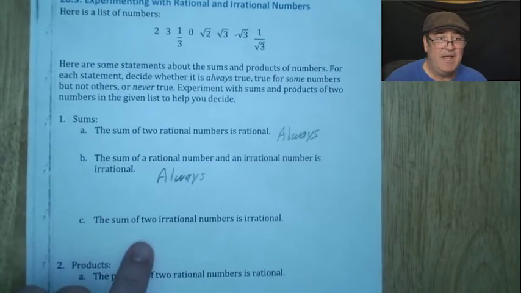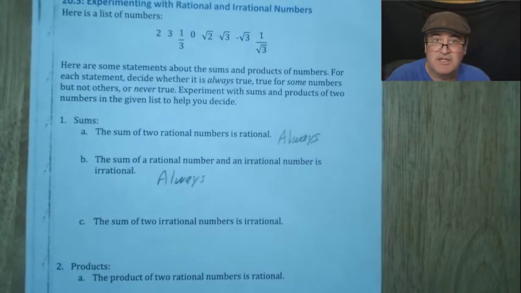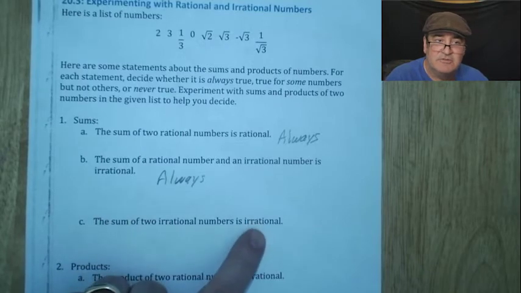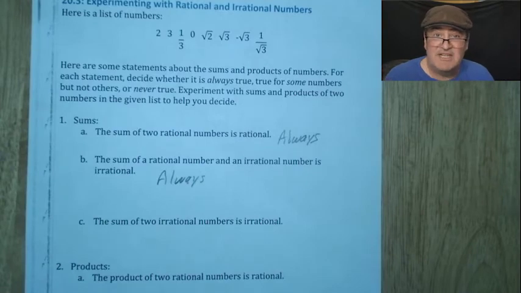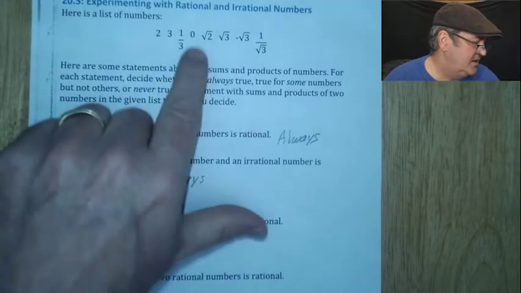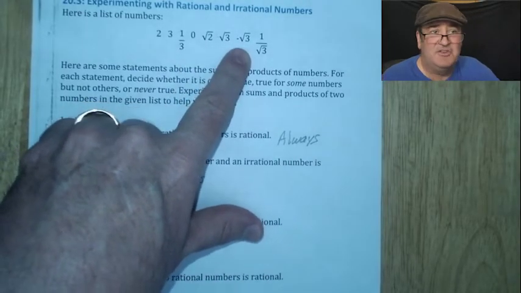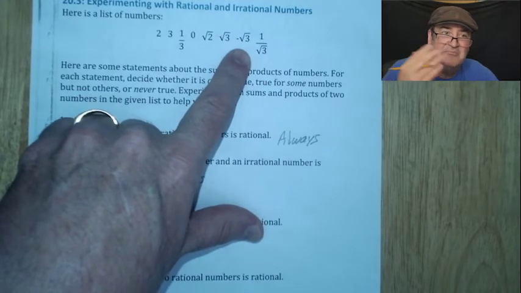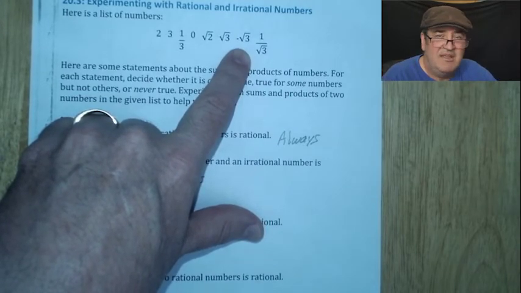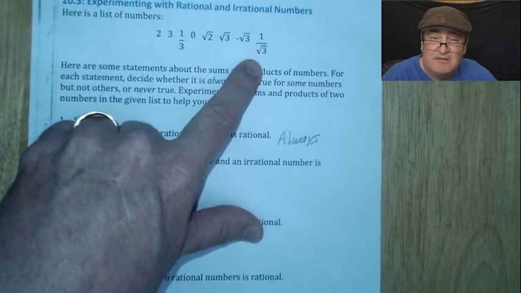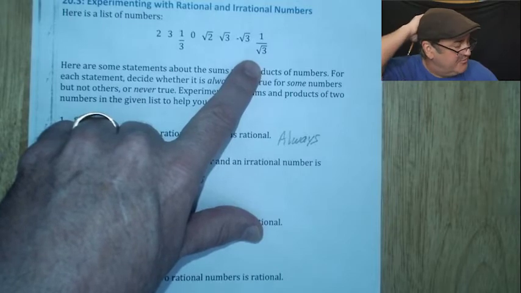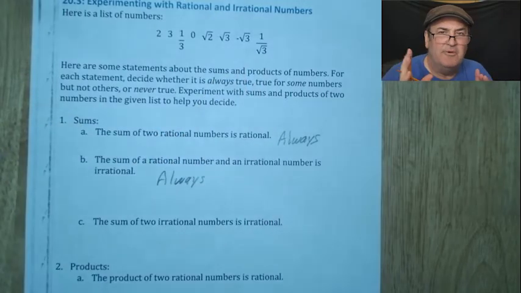How about if we add 2 irrational numbers together? Is that irrational? Square root of 2 plus the square root of 3. 2 different decimals that just go on, and we're going to add them together. Yeah, that's still going to be an irrational number. Square root of 2 added to the negative square root of 3. So it'd be square root of 2 minus the square root of 3. Yeah, that's an irrational number. Square root of 2 plus 1 divided by the square root of 3. Yeah, that's going to be an irrational number. So it's looking like it's always.